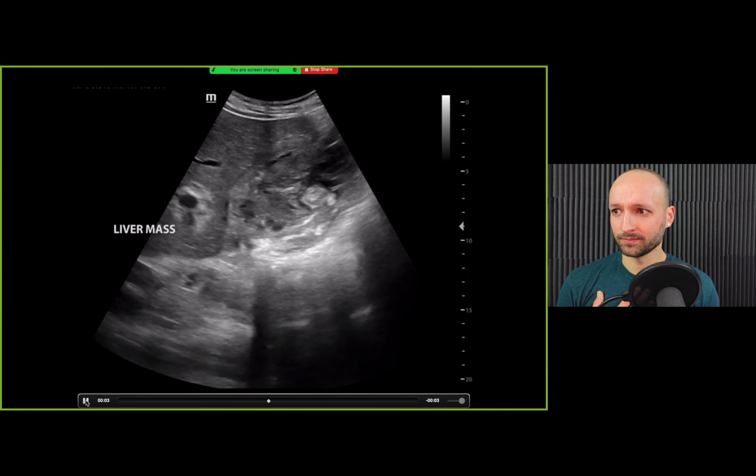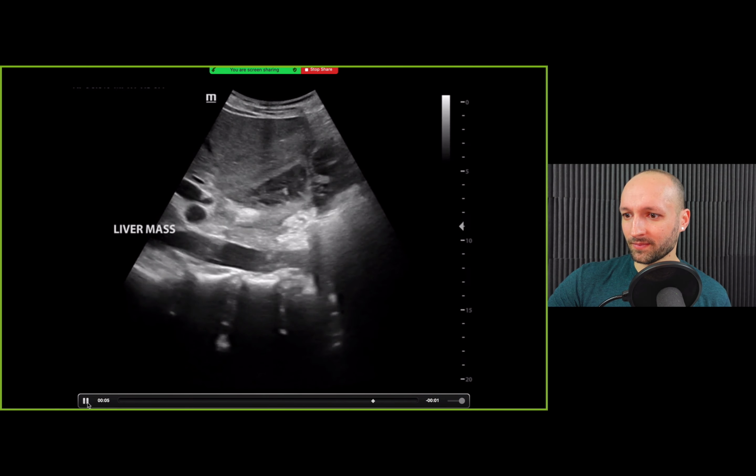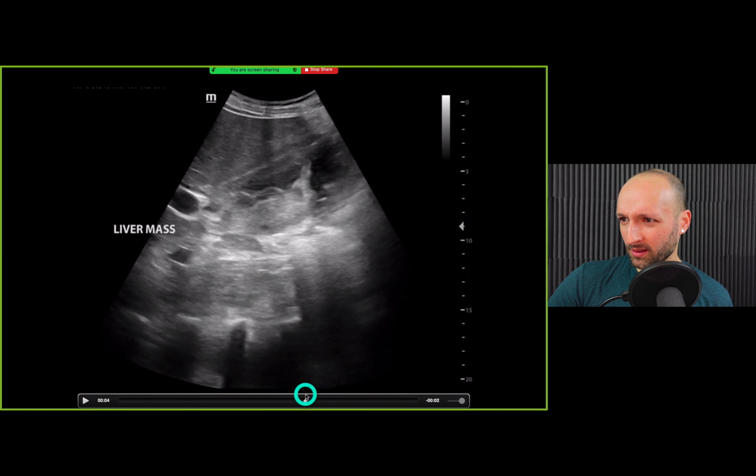Jacob, could you point out the common bile duct on some of these? I always have a hard time seeing the common bile duct and measuring it and all that stuff. Yeah, for sure. The common bile duct is tricky.